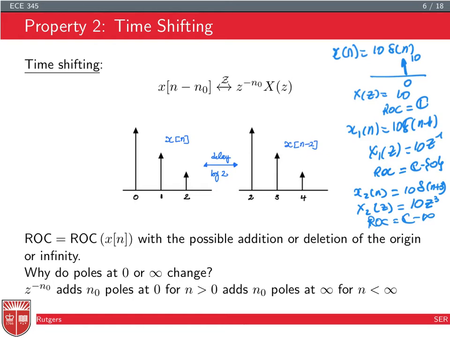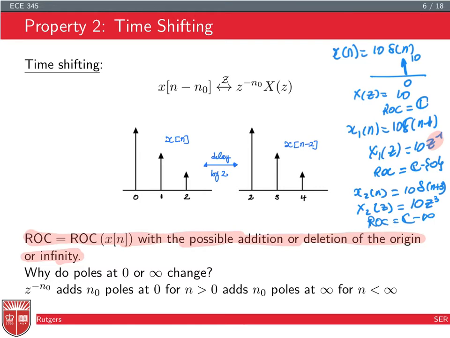So I'm going to highlight it in red. The ROC of the shifted signal is the same as the ROC of the original signal, but you may have to add or delete the origin or infinity, depending on whether you create a new z to the minus 1 in the Z transform, then you have to remove the origin. Let me give you maybe one more example though.